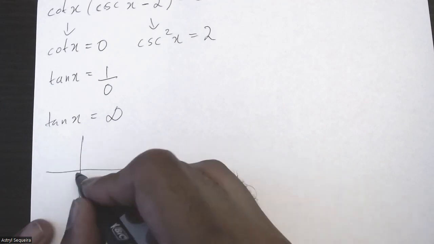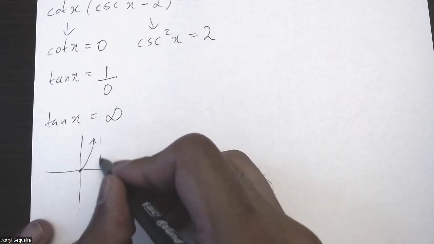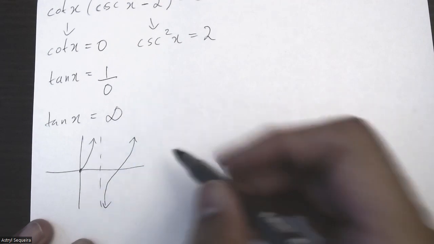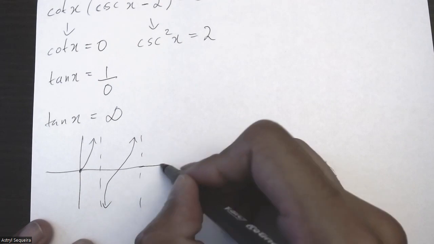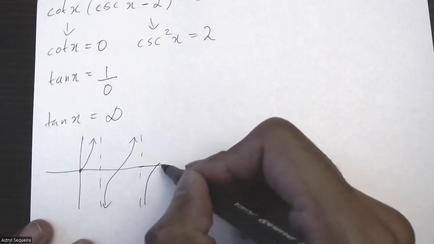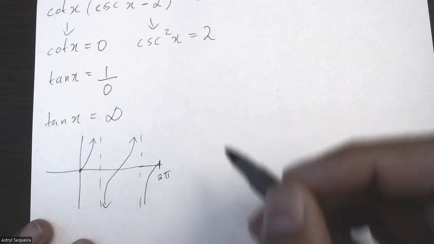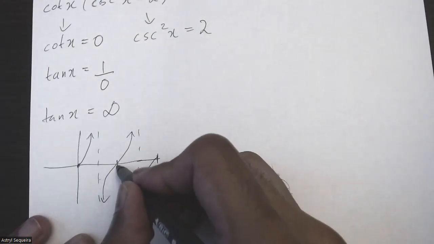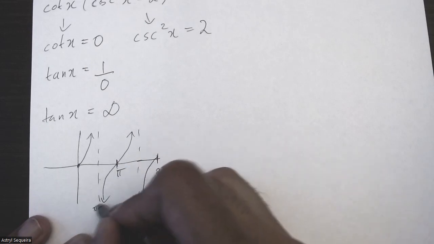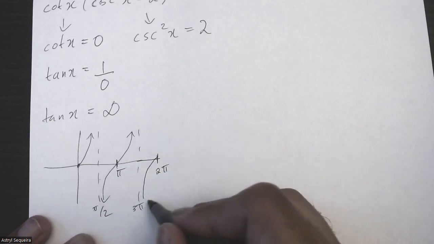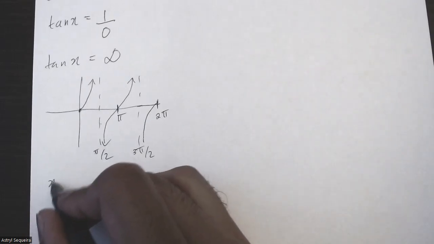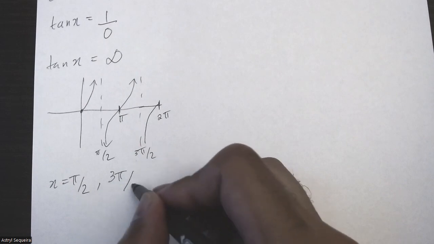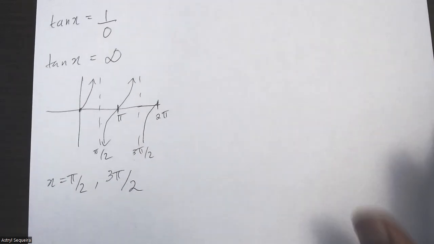So again, we're going to draw a tan graph. I'm going to draw it between 0 and 2 pi. Because when you get 0 or infinity for tan, you basically have to use a tan graph. So this is 2 pi over here. And where are the two vertical asymptotes between 0 and 2 pi? Well, this is in the middle, which is pi, which means this is pi over 2. And this is 3 pi over 2. So my first two solutions in this question are pi over 2 and 3 pi over 2.